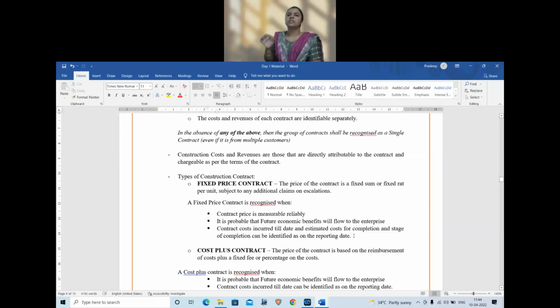Suppose a contract has started on 1st January. As on 31st March, you want to know whether it is a fixed price contract or cost plus. So first rule, the construction contract price you should know. Second, you should be certain that the benefits will flow to the enterprise. Third, the cost incurred for the period should be known, the future cost that will be probable should be known, and you should know the stage of completion. If you are able to identify all of this, then you can categorize this as a fixed price contract.